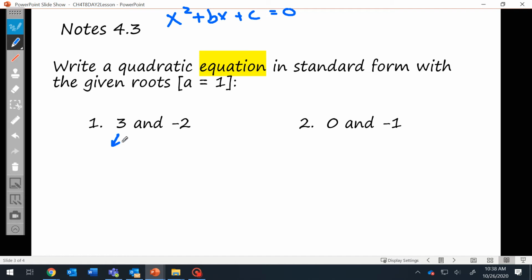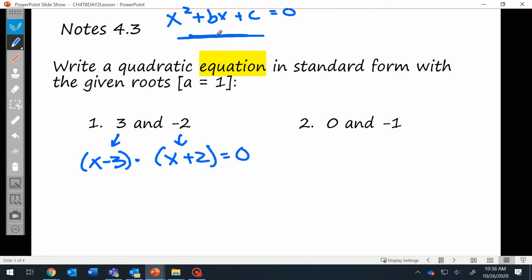So 3 implies that one of the factors would be x minus 3. Because if x minus 3 was one of the factors, then 3 would make this factor 0. Negative 2 implies that another factor would be x plus 2. Because if negative 2 were plugged in for x, this factor would be 0. So the factored form would be x minus 3 times x plus 2.